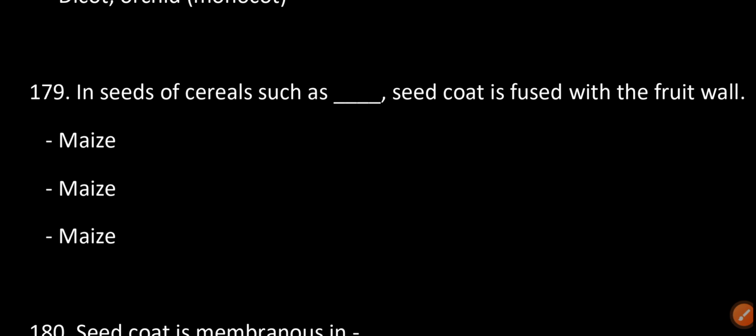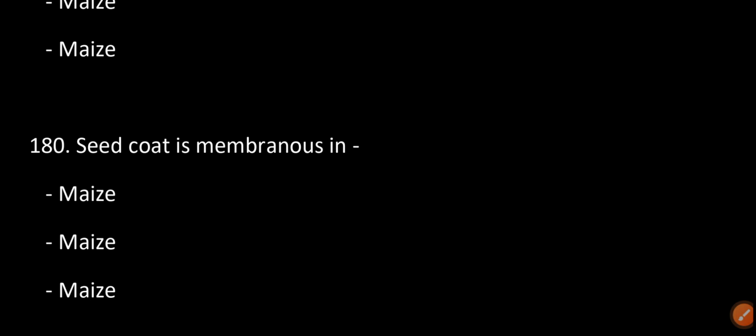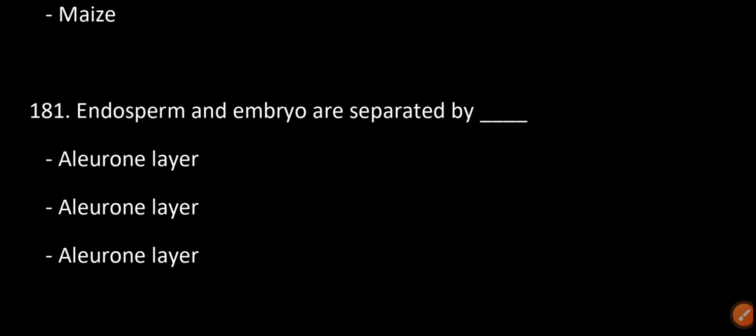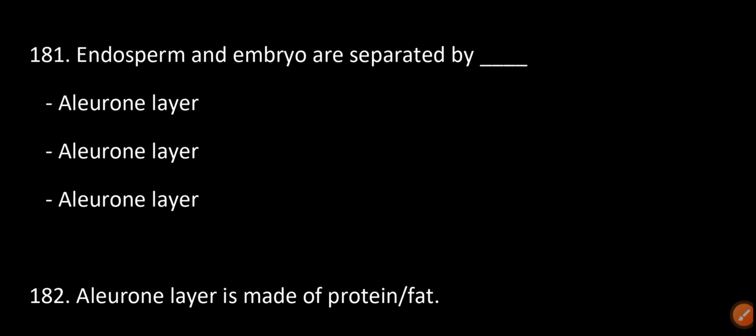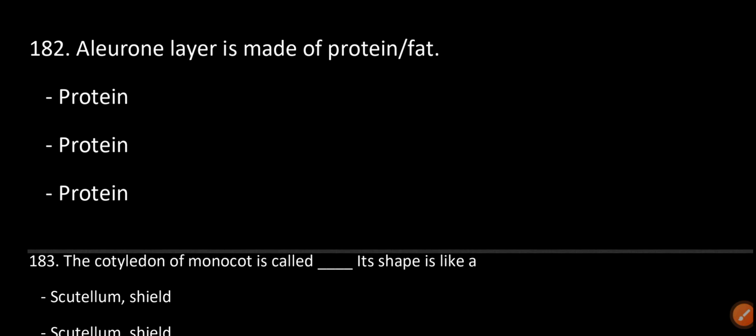In seeds of cereals such as dash, the seed coat is fused with the fruit wall. Maize. The seed coat is membranous in maize. Endosperm and embryo are separated by the aleurone layer. The aleurone layer is made of protein or fat.